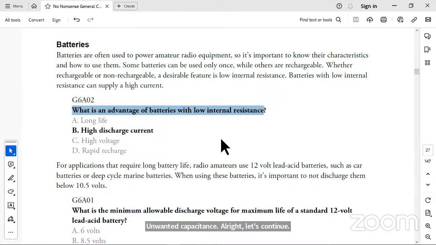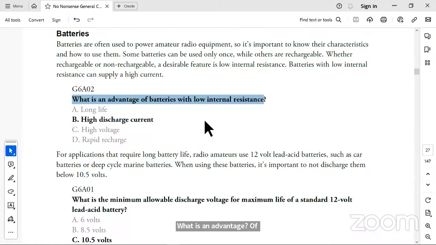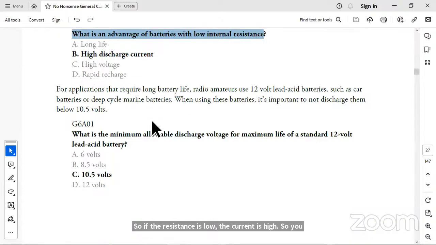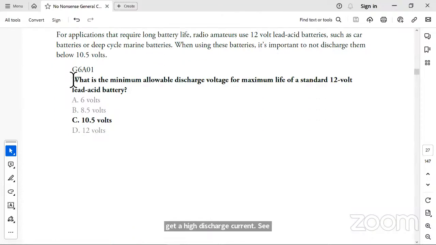What is an advantage of batteries with low internal resistance? So remember, V is equal to IR, so therefore I is equal to V over R. If the resistance is low, the current is high. So you get a high discharge current. So you see how the formulas can help us understand material.